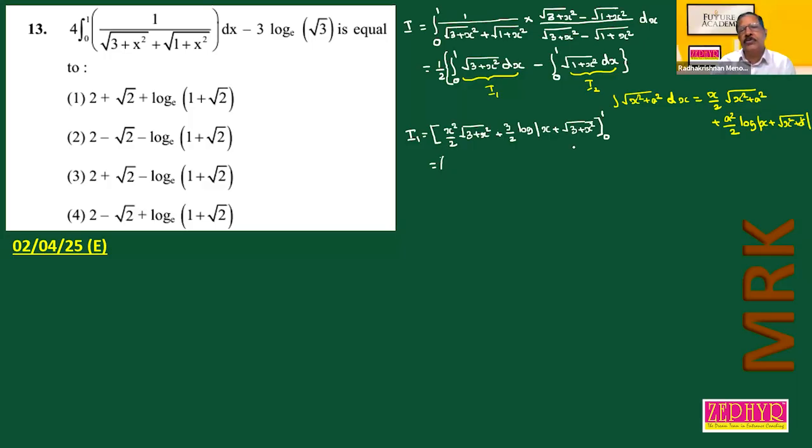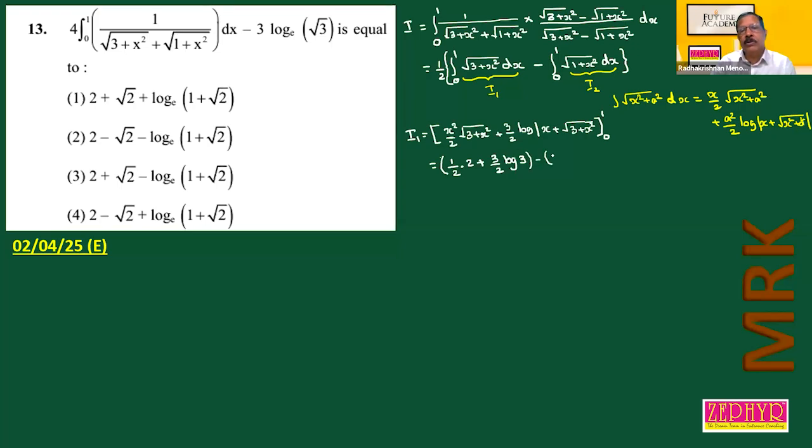First you put x is equal to 1. So it will be 1 by 2 into root 4, that is 2, plus 3 by 2 into log. But x is equal to 1. 1 plus 2 is 3. Okay. 1 plus root of 3 plus 1, that is 4. Root 4 is 2. 2 plus 1 is 3. Minus.